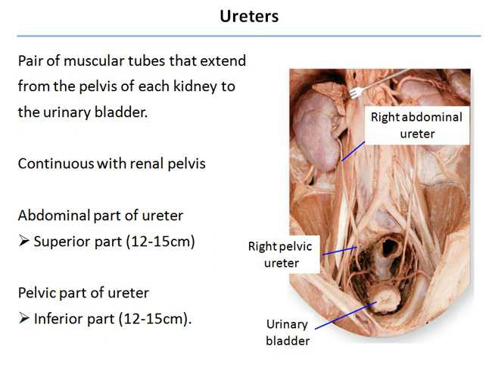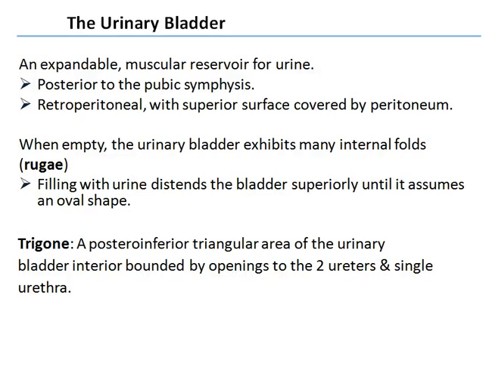Once the urine is taken down the ureters, it is placed in a structure we call the urinary bladder, and this is an expandable muscular reserve for your urine. It sits behind the pubic symphysis. That's that patch of fibrocartilage that links together the anterior aspects of the coxal bones. The urinary bladder sits posterior to the peritoneum, so it's retroperitoneal, although its superior aspect is covered by the peritoneum.